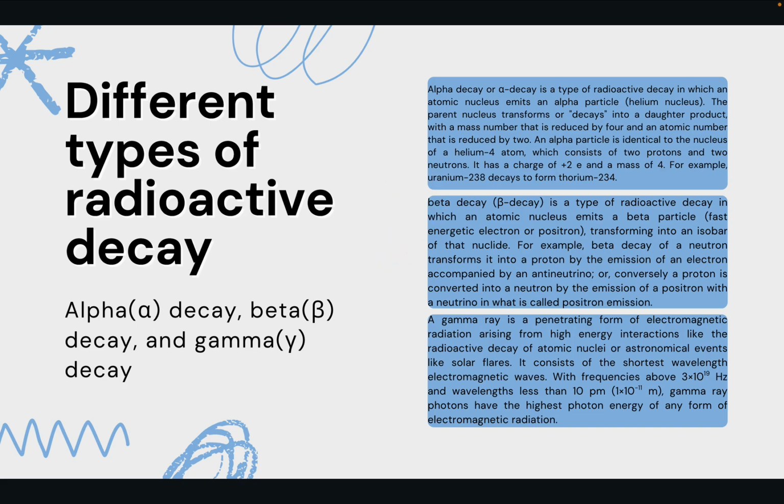This often happens after alpha or beta decay, when the nucleus is still in an excited energy state. Gamma rays have no mass and no charge, but they are the most penetrating and require thick lead or concrete to block. Unlike alpha or beta decay, gamma decay does not change the element. It only lowers the energy of the nucleus.